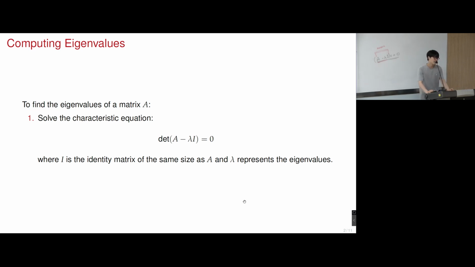And remember that I is an identity matrix of the same size as A, and lambda represents the eigenvalue. We're just multiplying the identity matrix by lambda, because without it, lambda is not a matrix, so we cannot define the subtraction or addition of matrices. So in order to make sure it holds, we're multiplying lambda with an identity to make it into a whole matrix. Okay.